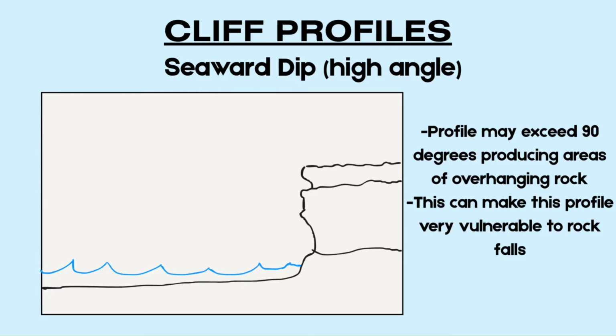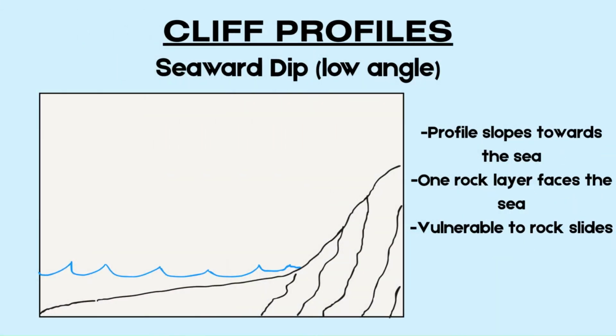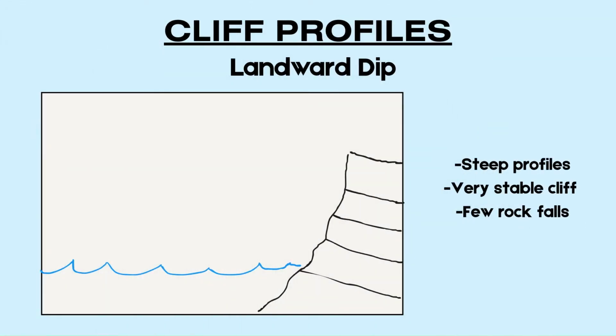Seaward dips may exceed 90 degrees. This results in areas of overhanging rock forming. Consequently, this can make the profile very vulnerable to rock falls. A low-angle seaward dip has a profile that slopes towards the sea. One rock layer faces the sea and it is very vulnerable to rock slides. Landward dips feature steep profiles and very few rockfalls. This creates a very stable cliff.